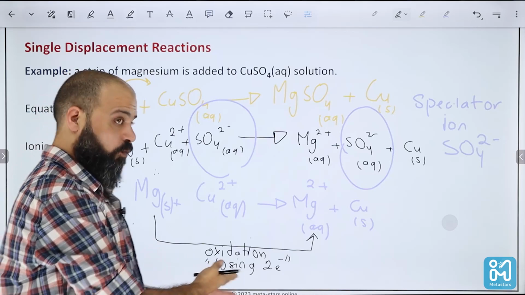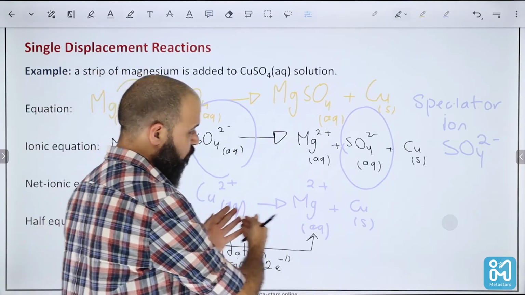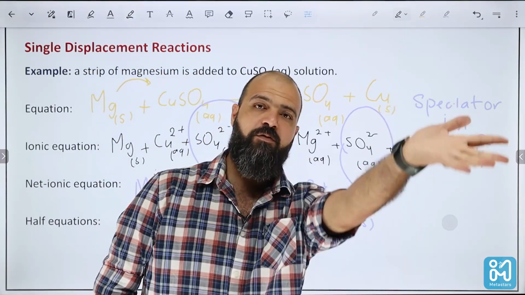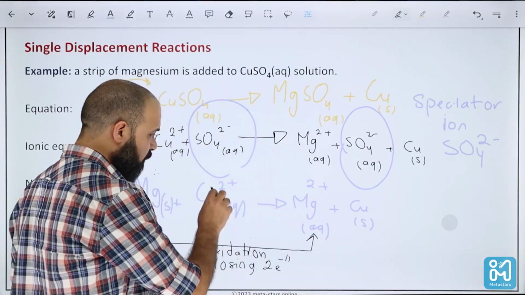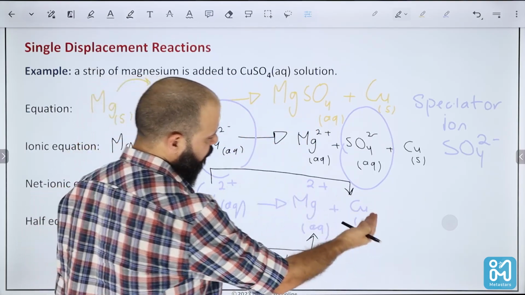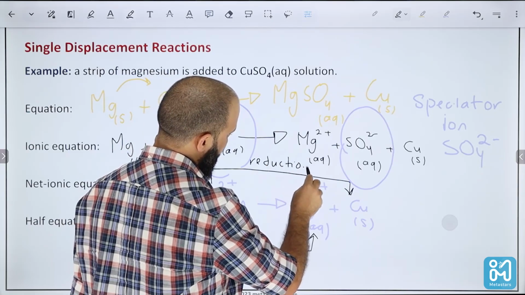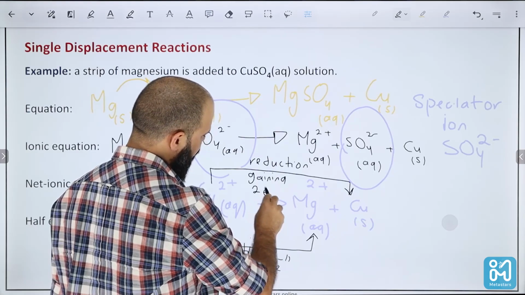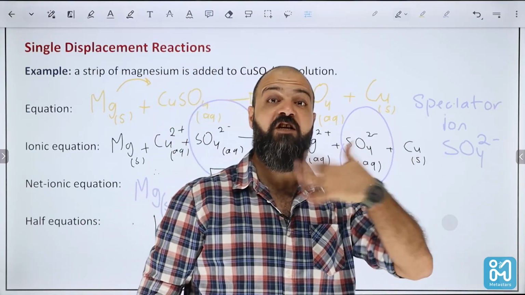Copper ions, because we have oxidation, so we must have reduction. Copper ions change to copper atoms. The charge was positive 2, it became 0. And we will talk about the charges in the next video, God willing. So the opposite is happening here. Copper goes from 2 positive charges to 0 charge. This is reduction, gaining 2 electrons. The charge was 2 positive, it became 0. So this is gaining electrons.